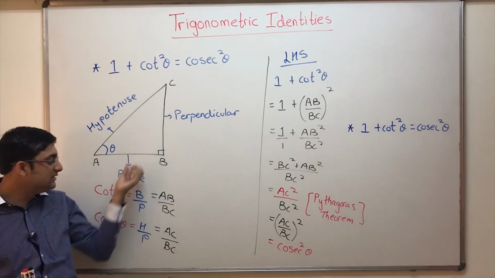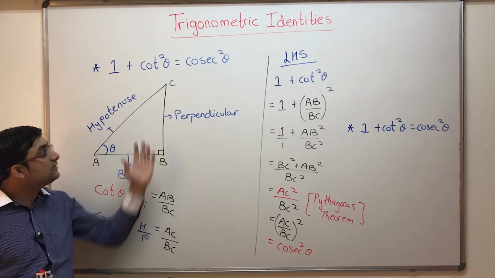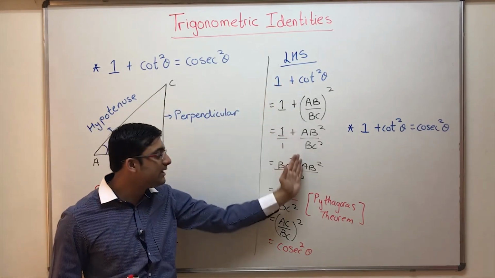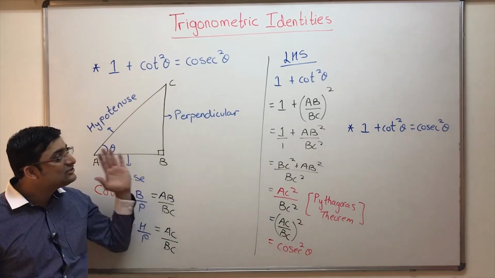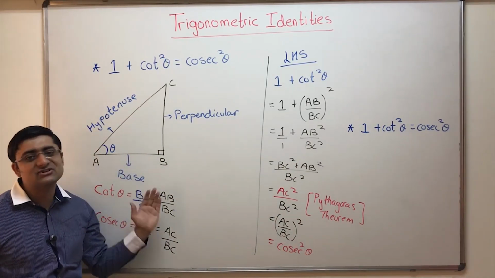Make your right angle triangle, get the trigonometric ratios involved in your identity, start with the LHS, plug in the values, apply Pythagoras, you'll get your answer. Is this clear? So this is how you prove these three basic trigonometric identities.